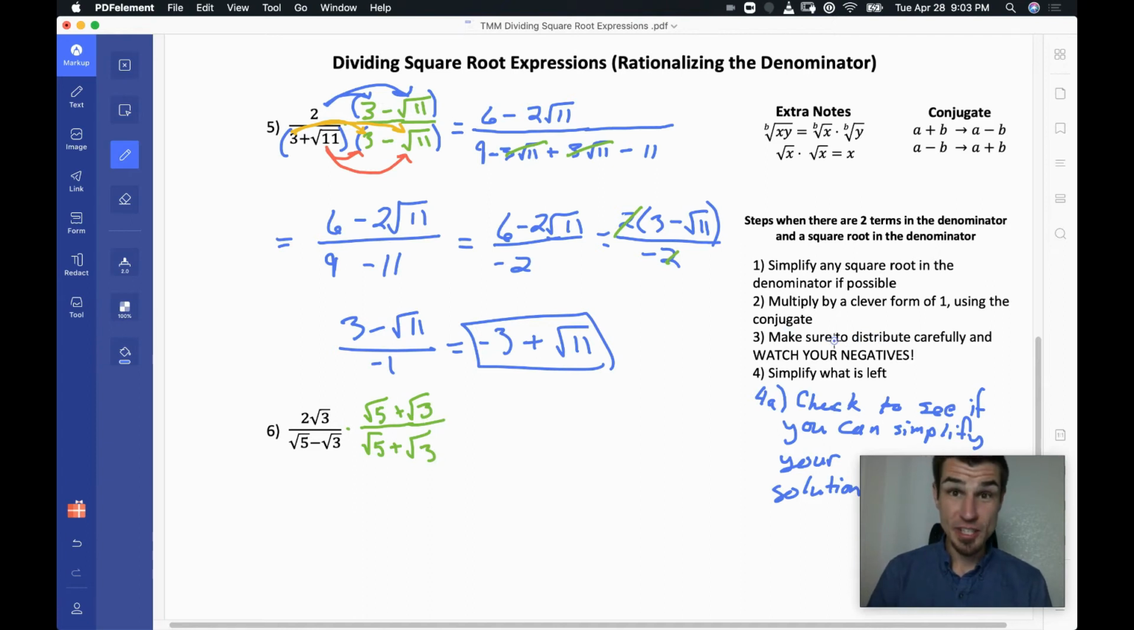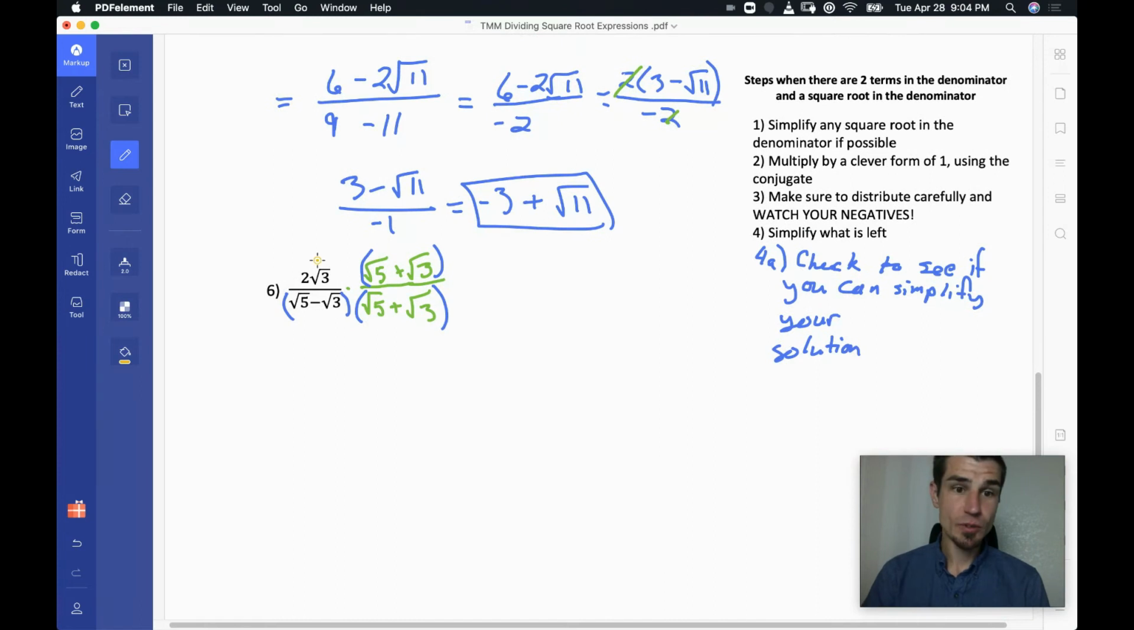Once again, make sure you distribute carefully. What I like to do here is add those parentheses. If you have any part of a numerator or a denominator that has more than one term, I personally just like adding those parentheses there to give you that visual reminder, hey, we're going to be distributing. So let's move down a little bit more again. We're distributing the 2 square root of 3 times the square root of 5 and times square root of 3.